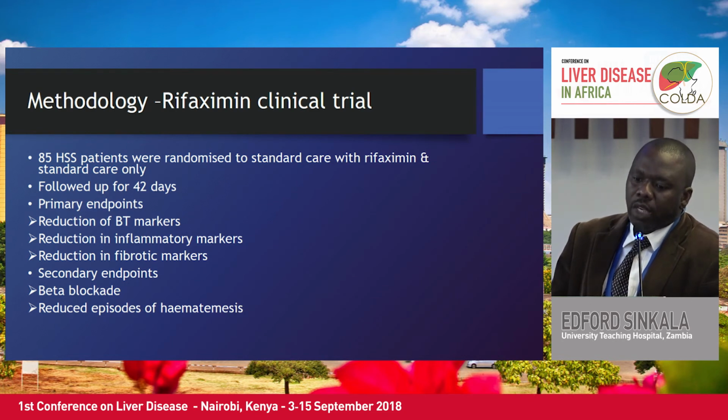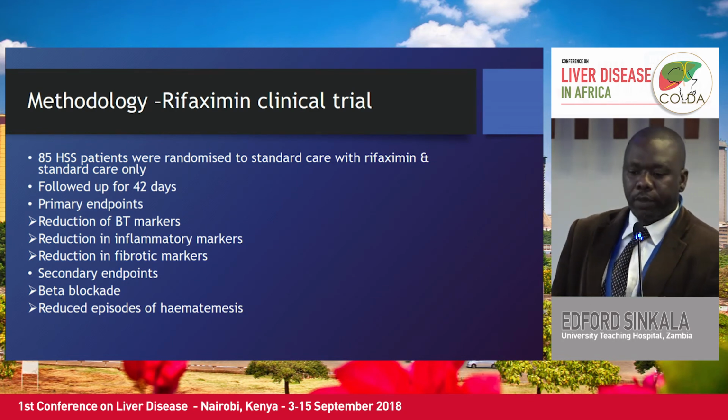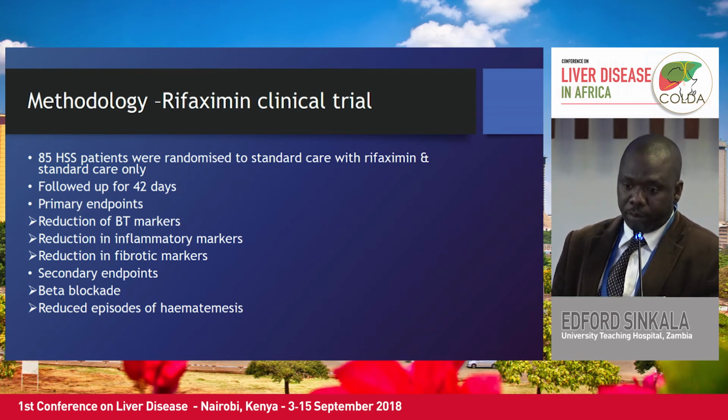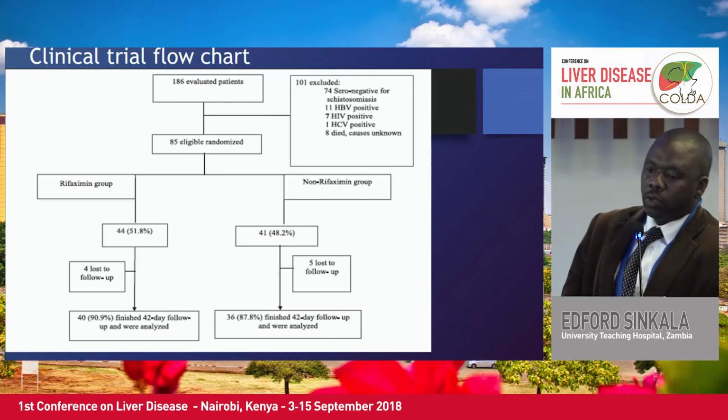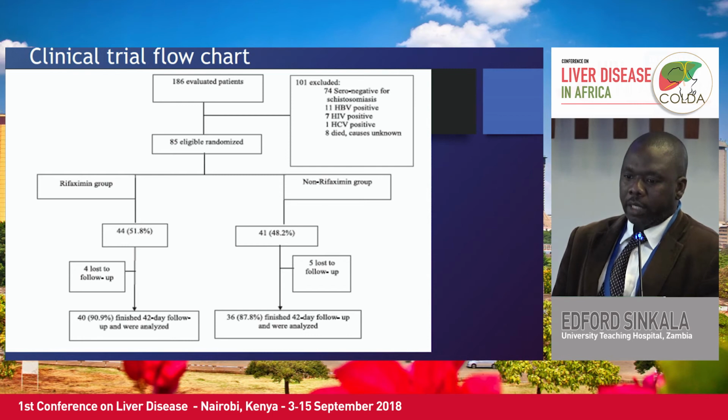The primary endpoints were reduction in BT markers, reduction in inflammatory markers, as well as reduction in fibrotic markers. We also wanted to see if there was a beta blockade at the end of 42 days and if there were reduced episodes of hematemesis in these patients. So this is just a trial flowchart. At the end of it all, in the rifaximin arm, about 90% of patients completed the study, and 36% in the non-rifaximin arm went on to complete the study.